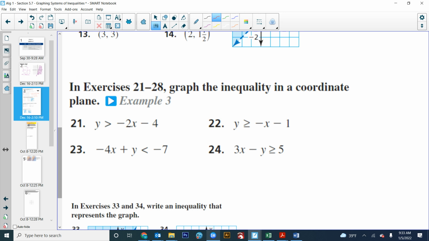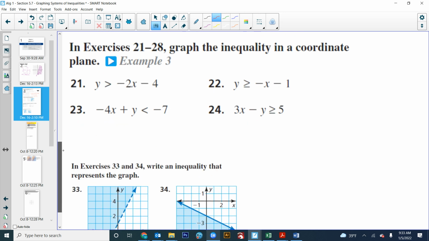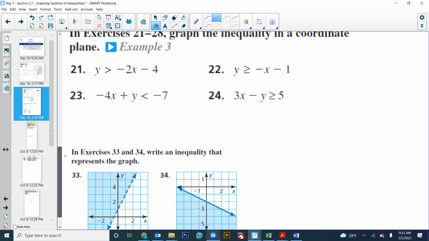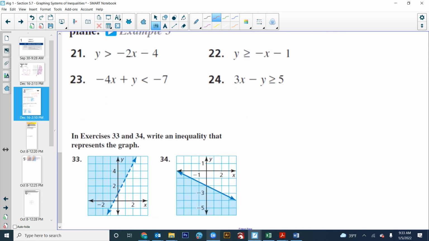What did you guys have to do? 21 and 23? 21 through 23. Okay, I'm going to do one. Pick one. 22. Is everybody good with that? Okay. Is there a graph there? I can graph that one right there. I'll graph it right here on this one.